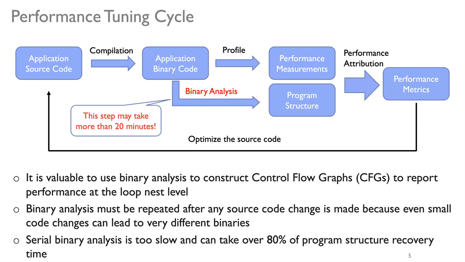Now let's focus on the binary analysis step. It is beneficial to construct control flow graphs from the binary to report performance at the loop level. And the binary analysis must be repeated after any source code is changed. That is because even small code changes can lead to very different binaries. In our experience, serial binary analysis is too slow and can take over 80% of the total program structure recovery time and leads to over 20 minutes spent in the binary analysis step. This slows down the performance tuning cycle.